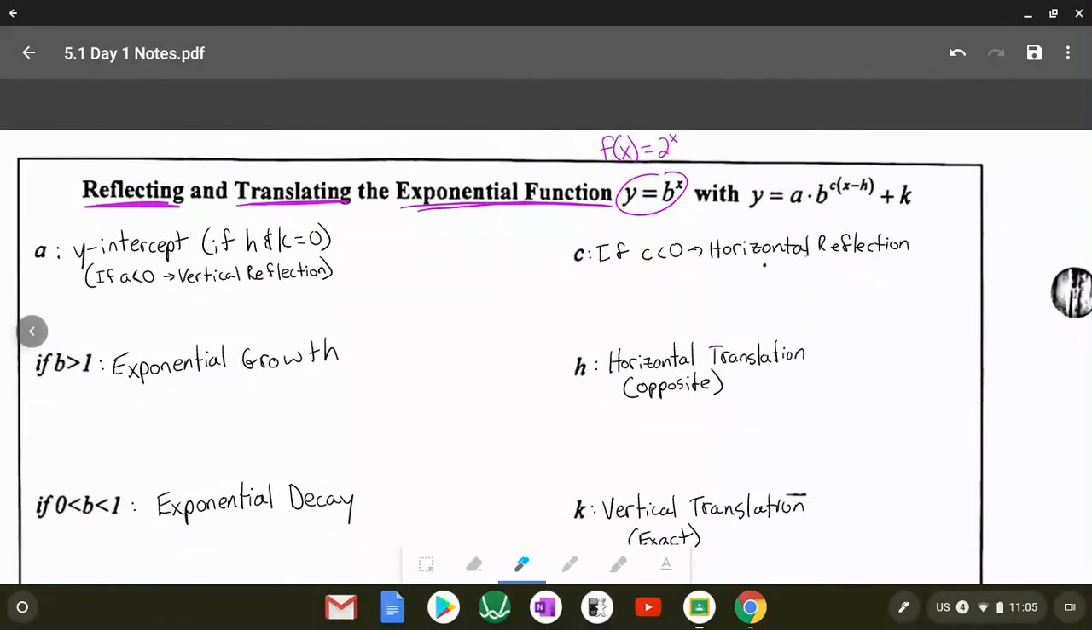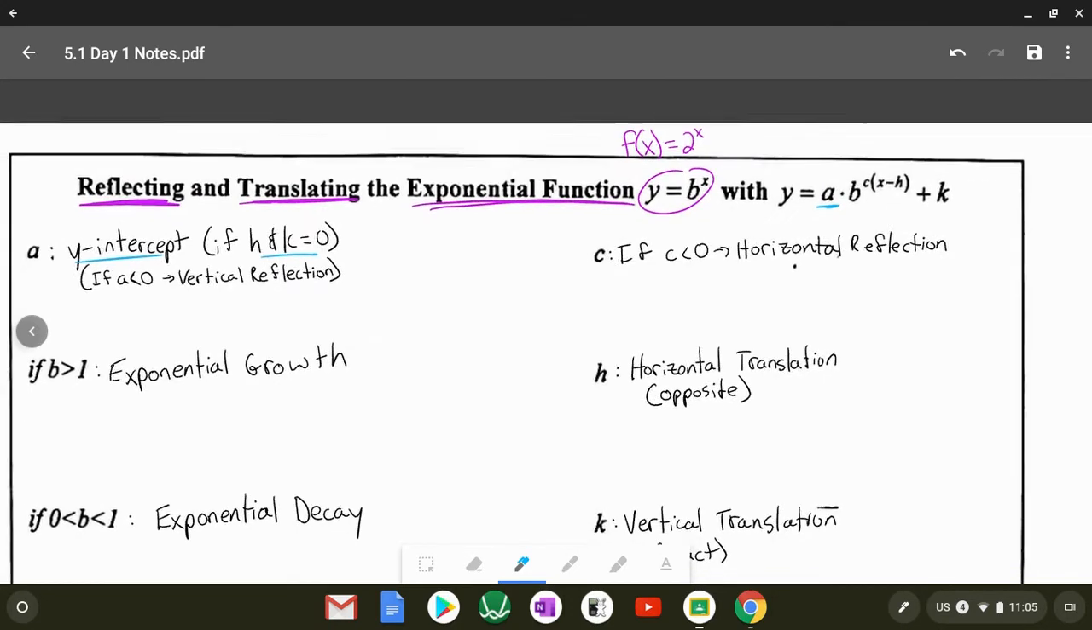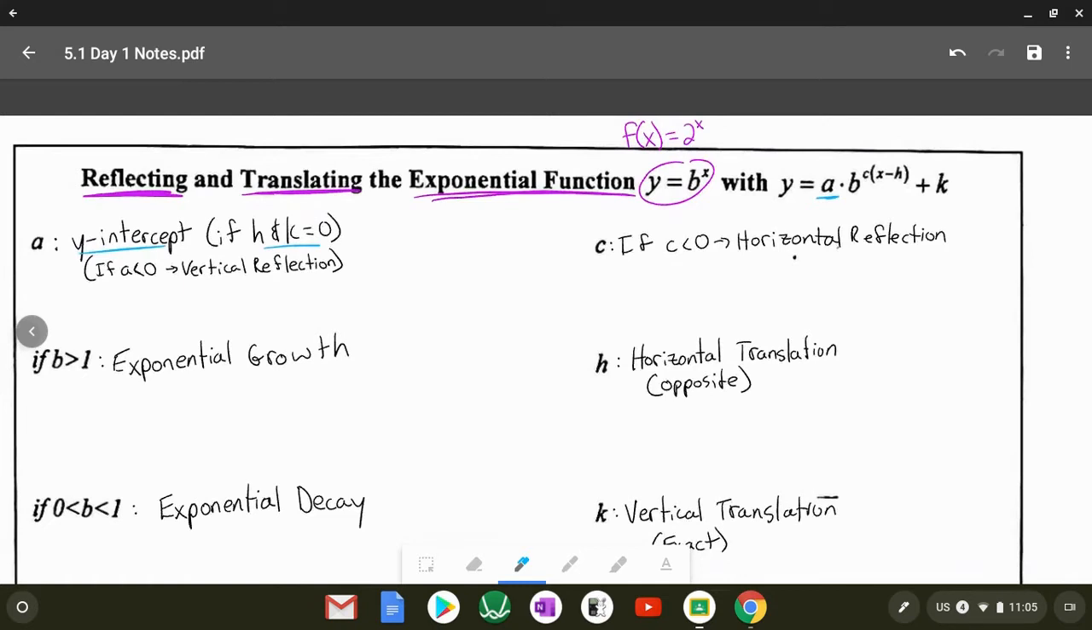So for this one, the a value, which is in front, if there is an a value in front being multiplied by your base, that's going to represent your y-intercept if the h and k are 0, because, not to jump ahead here, but h and k are going to be your translations. So obviously if you move it and you shift it up, down, left, or right, then your y-intercept can move as well. But if those are not happening, then you can take a shortcut and make a your y-intercept.